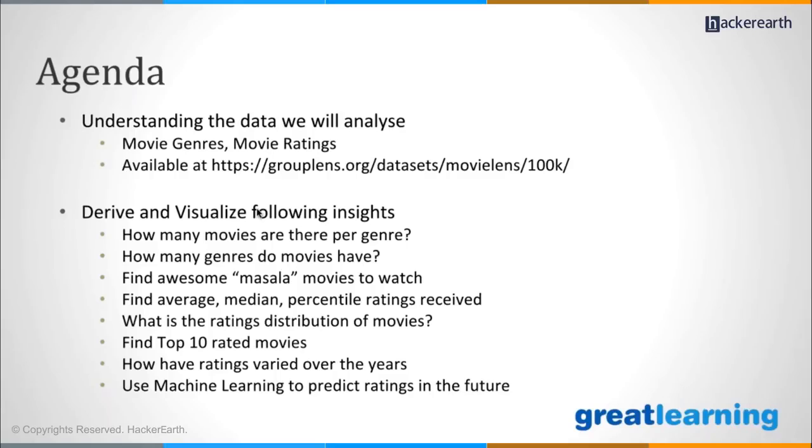After that, we will see how the number of ratings that this data set has got has varied over the years. The ratings here have started somewhere near 1996 and they come all the way to 2017. So we'll see each year how many ratings were given by users and see if there is a trend in it. And we'll end our exploration of this data set by creating a machine learning model which will learn based on the number of ratings that have been received in the past and try to predict how many ratings we can expect going forward in the future.